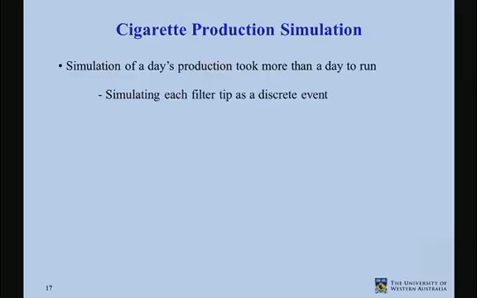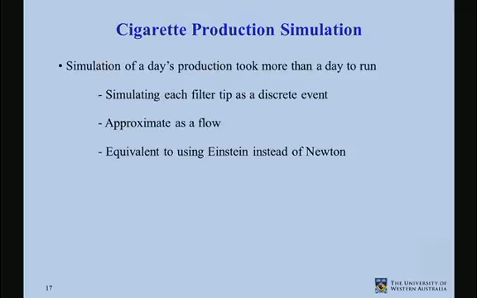And it turned out that what they were doing was simulating each filter tip as a discrete event. And you can think of the millions of filter tips that were being produced, and if you actually computed each one, it took longer than it took to make a filter tip. And if you treated the flow of filter tips as a flow, rather than a series of discrete events, things speeded up no end. And what they were doing was equivalent to using Einstein's theories for tracking a ball rolling down an inclined plane. Newton's laws are fine. You don't need to use Einstein for that kind of case.